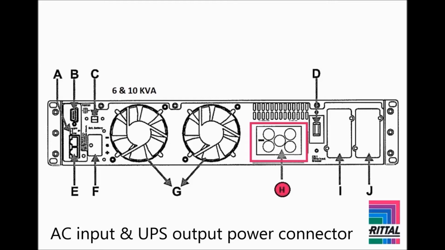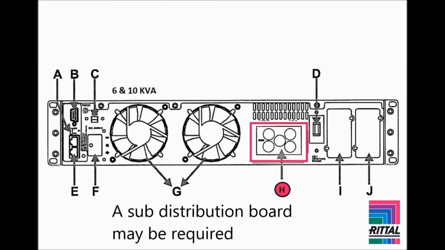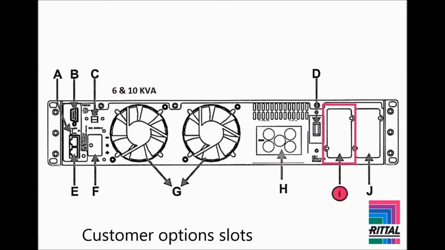Since these models do not have standard outputs, like the 1, 2, and 3 kVA models, a sub-distribution board may be required for connecting the loads. The Customer Options slots allow connection of optional interface cards, such as a second RS-232 port, an RS-485 port, or an SNMP card.